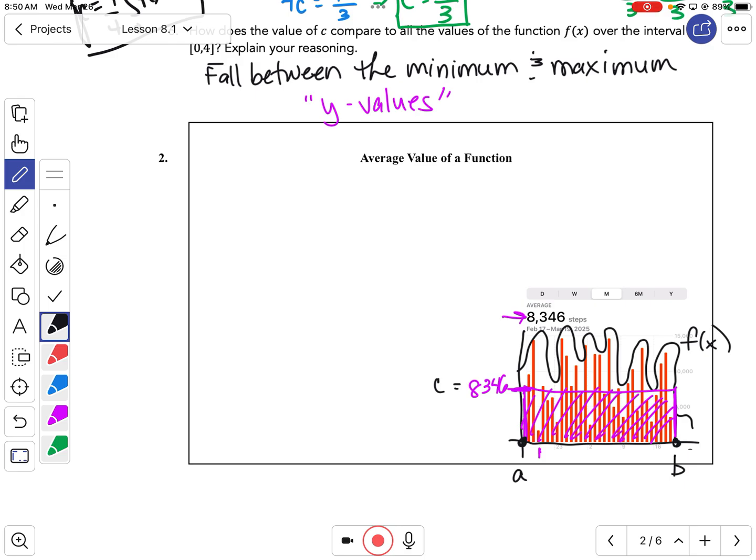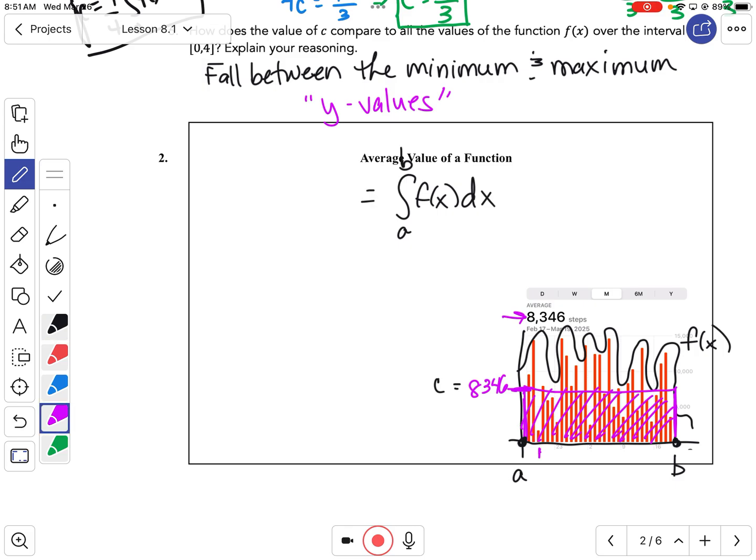Okay, let's start with the area under the curve. How would I get the area under that black curve? Integral from A to B of f of x dx.